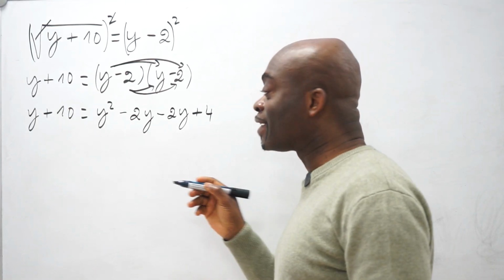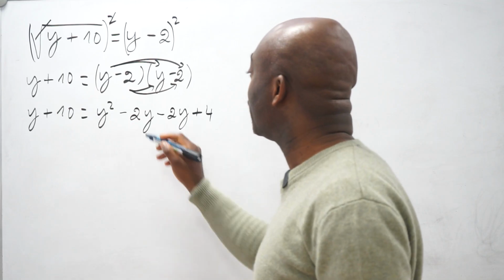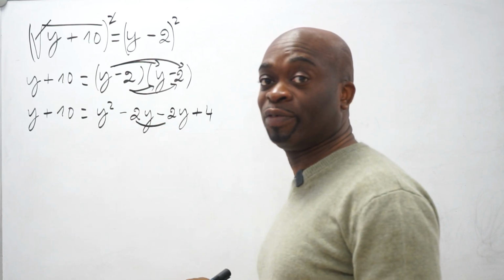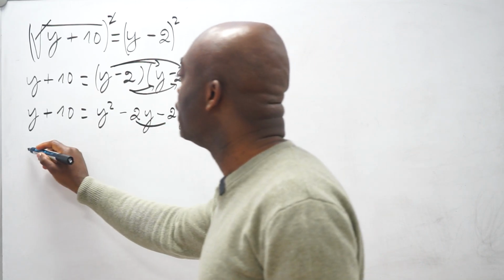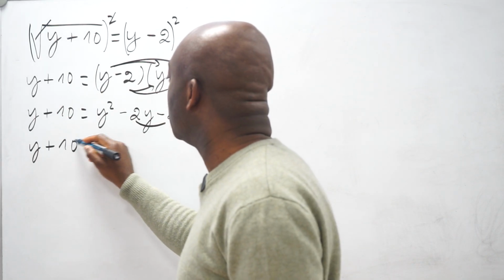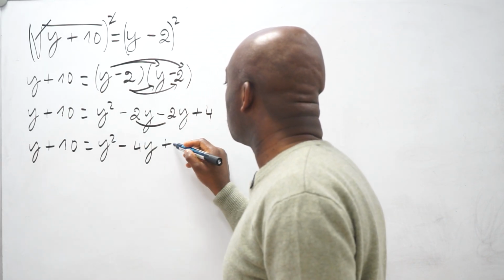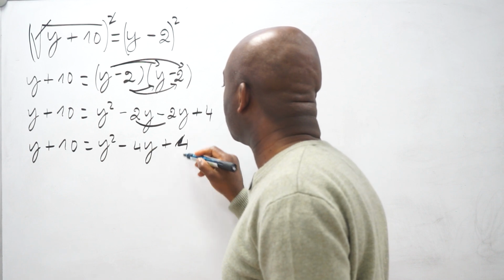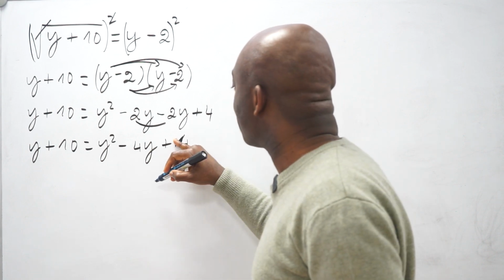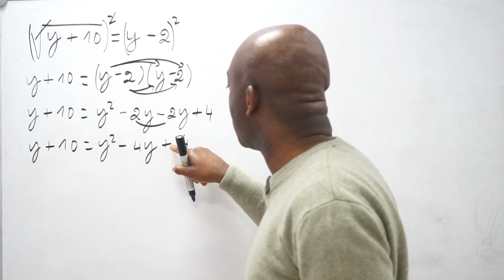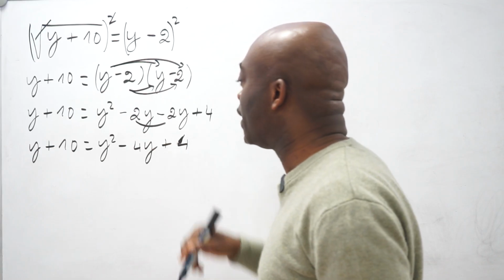All right? Now we have to combine like terms, and then see what's going to happen. Like terms meaning what? That means you have negative 2y and negative 2y. That will give us negative 4y. So you have y plus 10 equals y squared minus 4y plus 4. All right? So that's what we have so far.